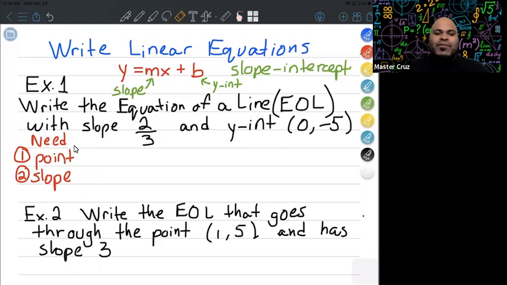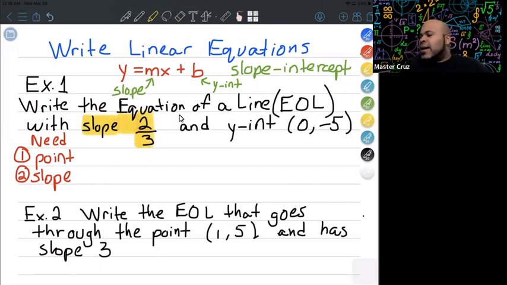Now, it is important that you understand that to write the equation of a line, every single time you need two things. You need a point and you need a slope. When you read this problem, the first thing that you can see is the slope. The first given information is that the slope is 2/3, right? They tell you that the slope is 2/3. So this is my slope right here.